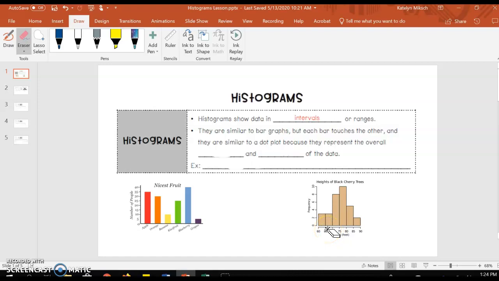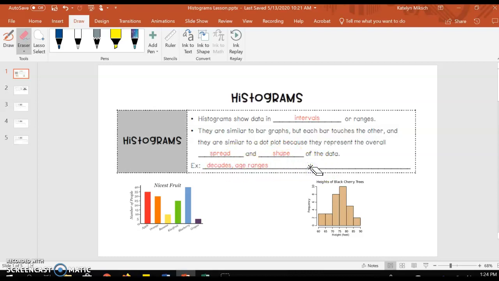And like I said, histograms are similar to bar graphs, but in a histogram, another thing that makes it different is that the bars touch each other. So you see the spaces between the bars over here. In our histogram, there are no spaces in between. They're also similar to a dot plot because they represent the overall spread and shape of the data.